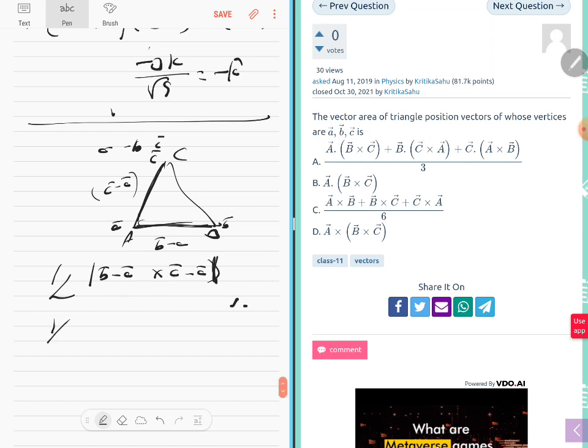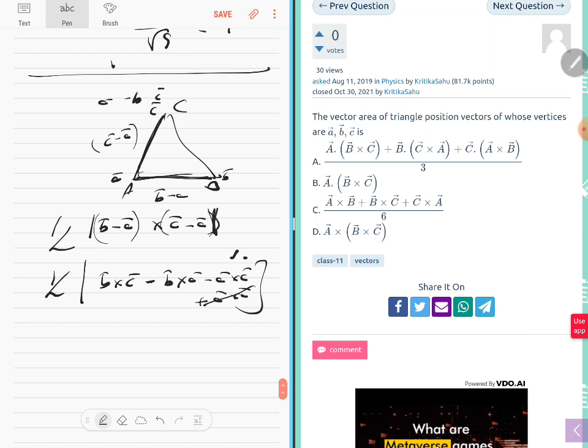So it's half of, can I just put it like this, B cross C minus B cross A minus A cross C plus A cross A. A cross A will be 0, so I can cancel this off. So then if I interchange, cross product is anti-commutative, so I can write half of B cross C.